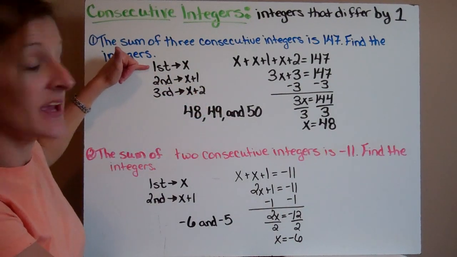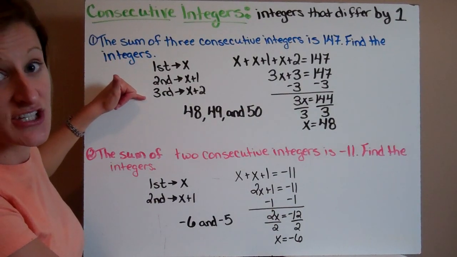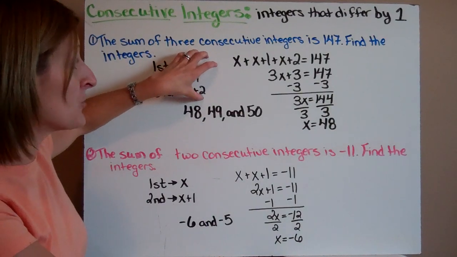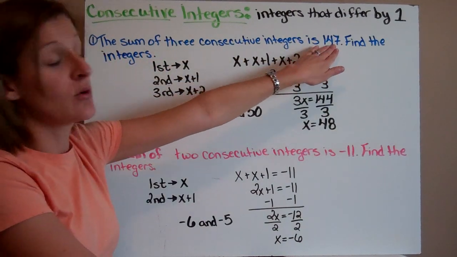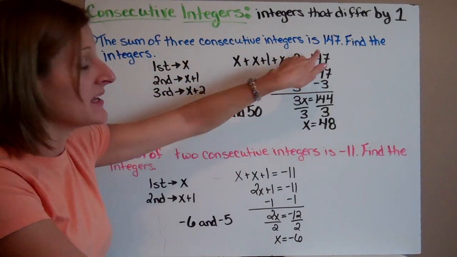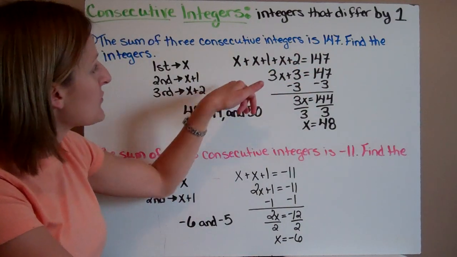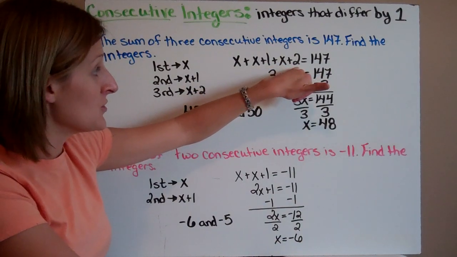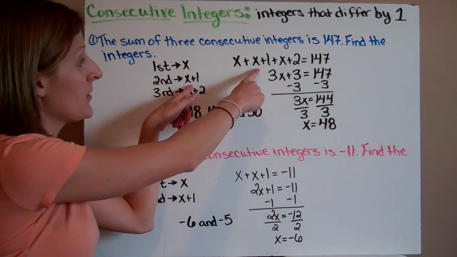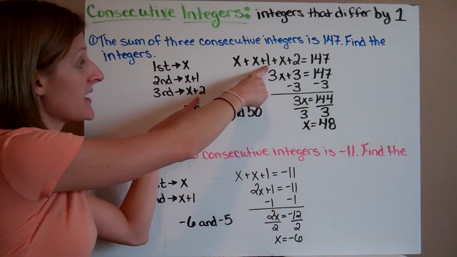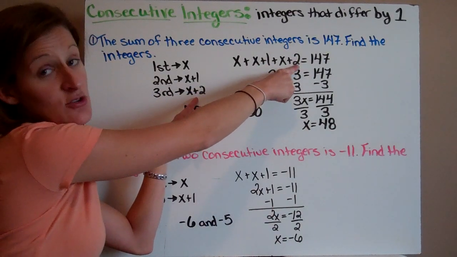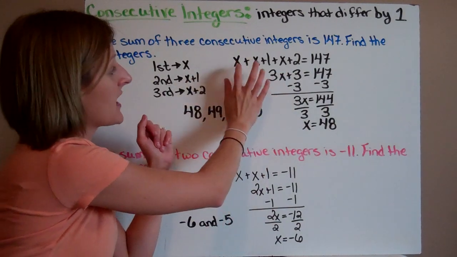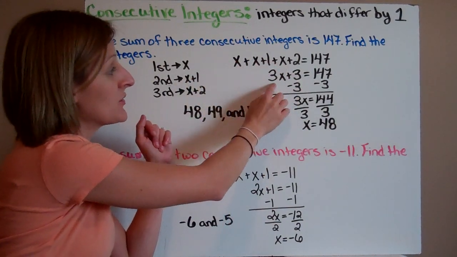Notice this is how I get from integer to integer if they're 3 consecutive. So if I add all 3 of these together, it's going to equal 147, because there's my is, that means equals. So I do x plus x plus 1 plus x plus 2. I get my x from here, plus my x plus 1 there, my second integer, and then my x plus 2 is my third integer. I add them all together. I need to combine like terms. I got an x there, there, and there. That's 3 x's.